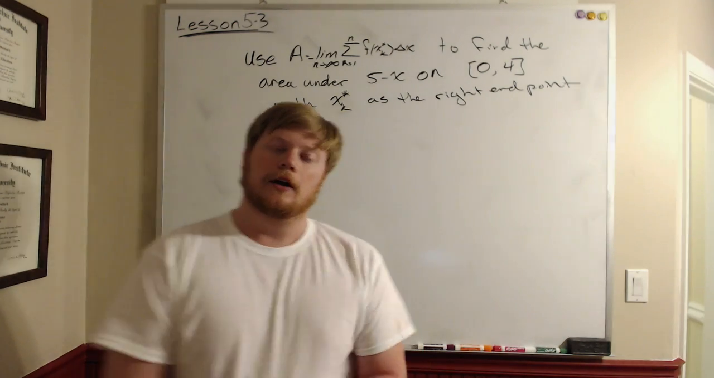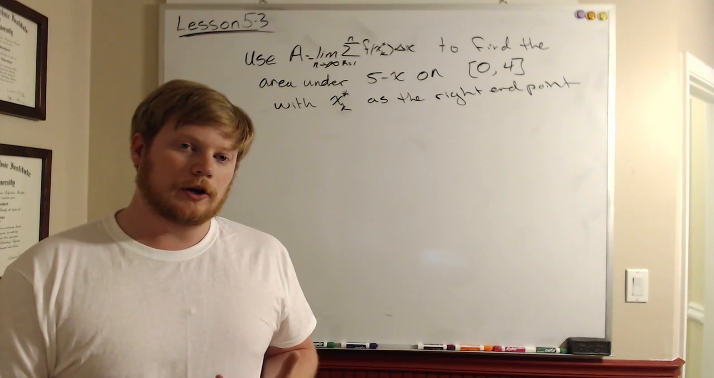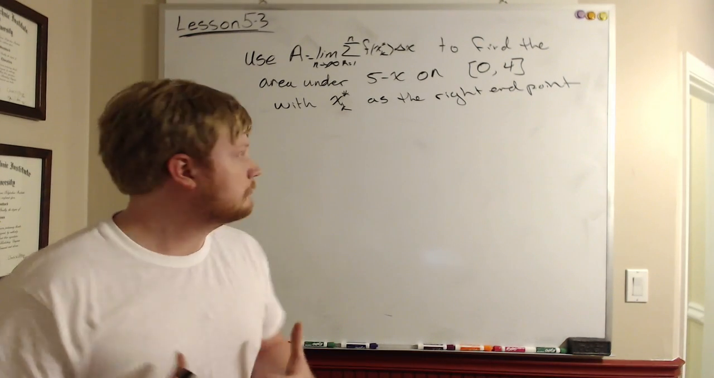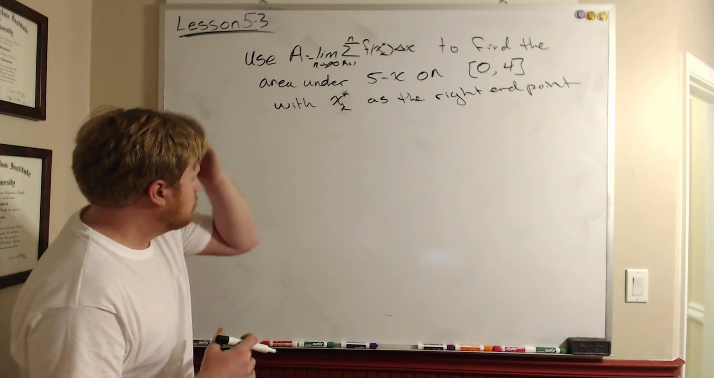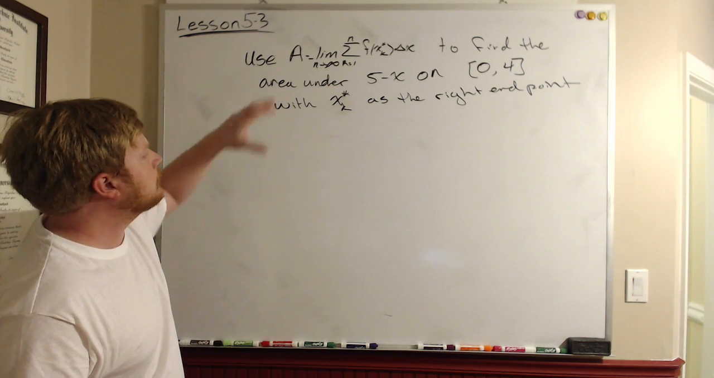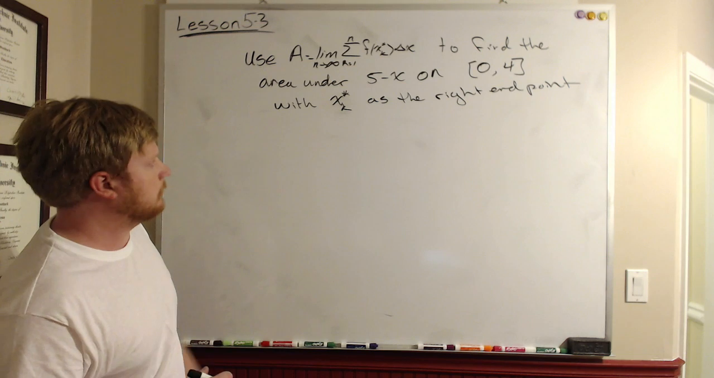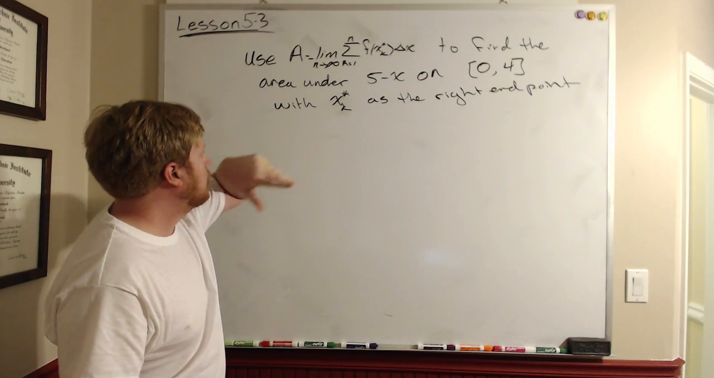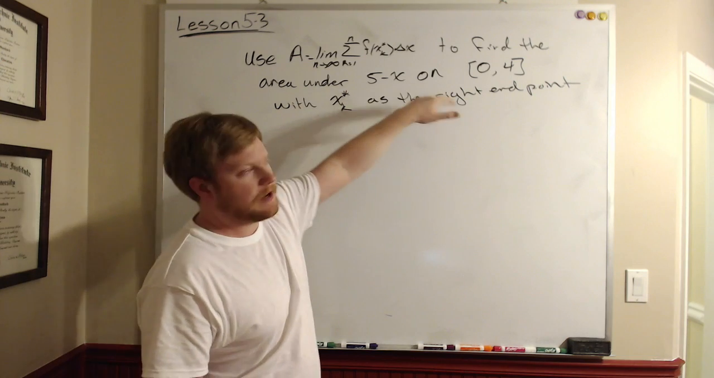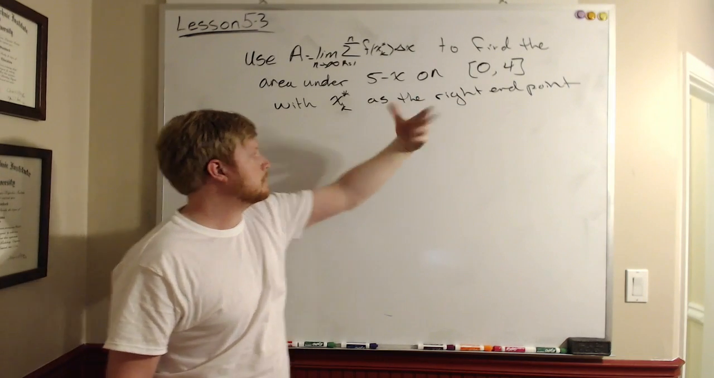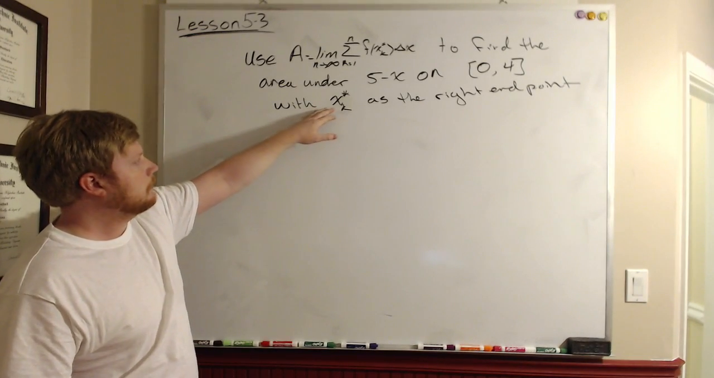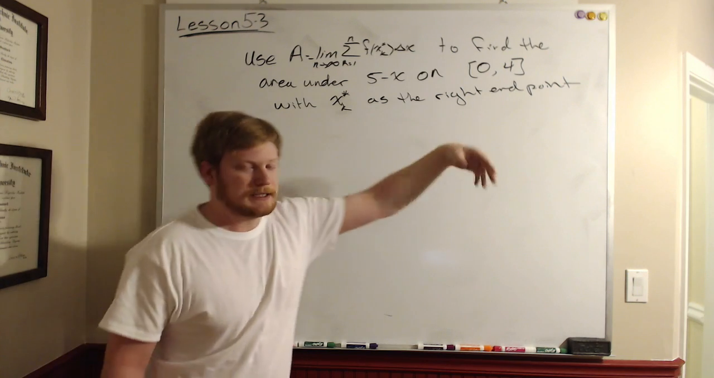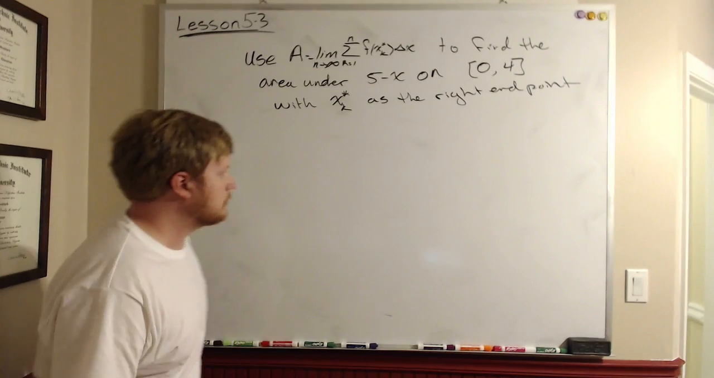All right, so to wrap things up, we're going to look at bringing this all together and trying our hand at a definition of area under the curve problem. So we're going to use the definition of area to find the area under the curve 5 minus x on the interval from 0 to 4 with x star sub k as right endpoints of each subinterval.